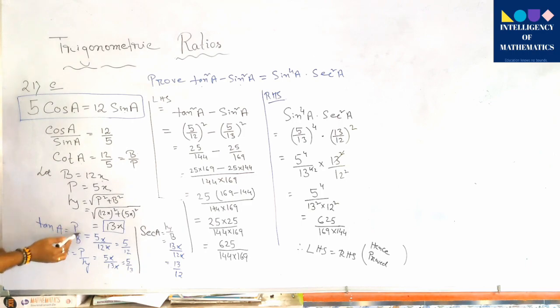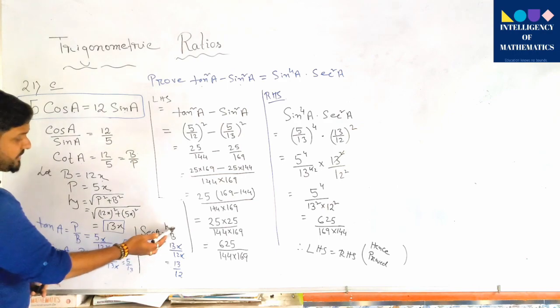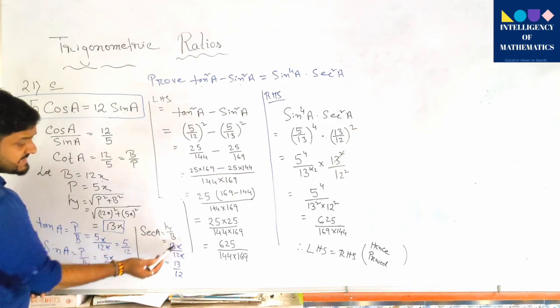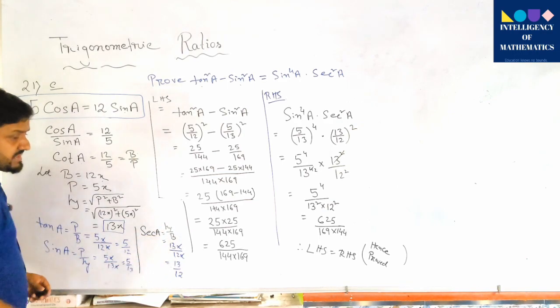Tan A is perpendicular by base, so we have taken out the value, it is coming 5 by 12. Sin A is perpendicular by hypotenuse, so we have taken out the value coming this one, because you know the perpendicular and hypotenuse x will cancel. Now sec A, hypotenuse by base, we write the values, x cancelled and we got this value.